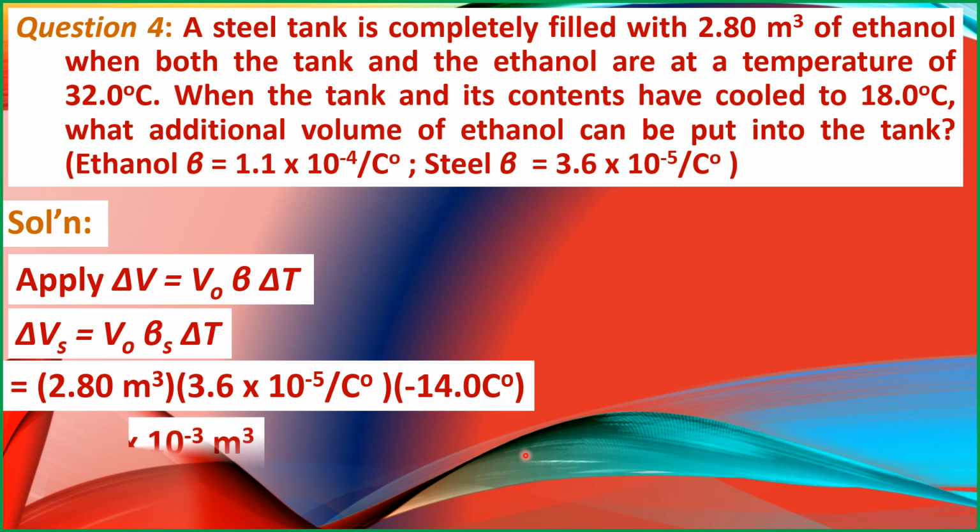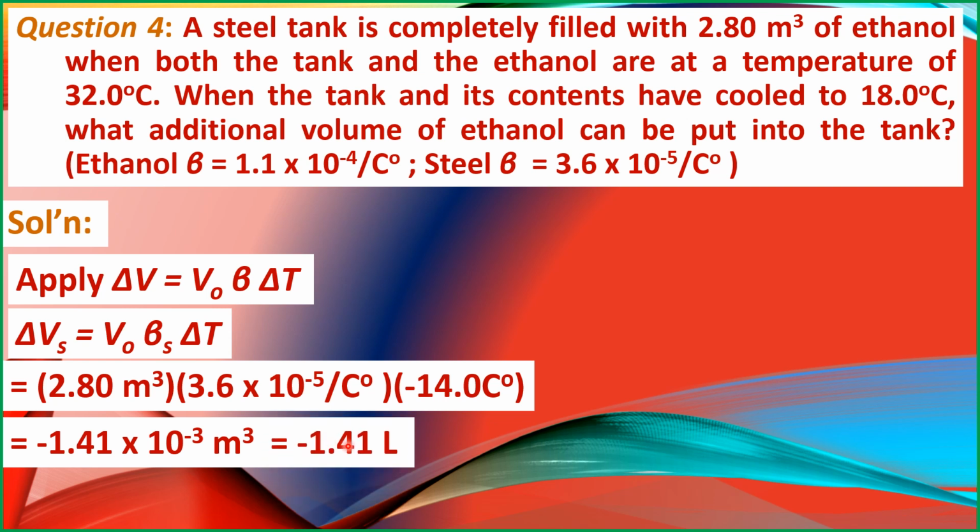Doing our math, we will arrive at a value of delta V for the steel tank, and that is equal to negative 1.41 times 10 to the negative 3 meter cube. In liters, that is equivalent to negative 1.41 liter. The negative sign suggests that we have a decrease in the volume.